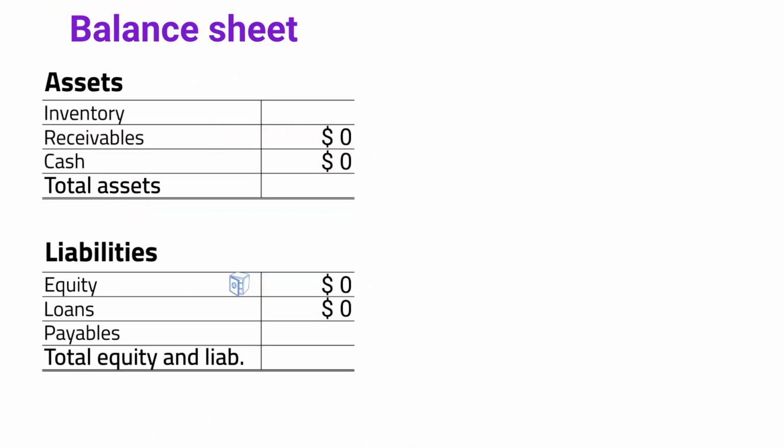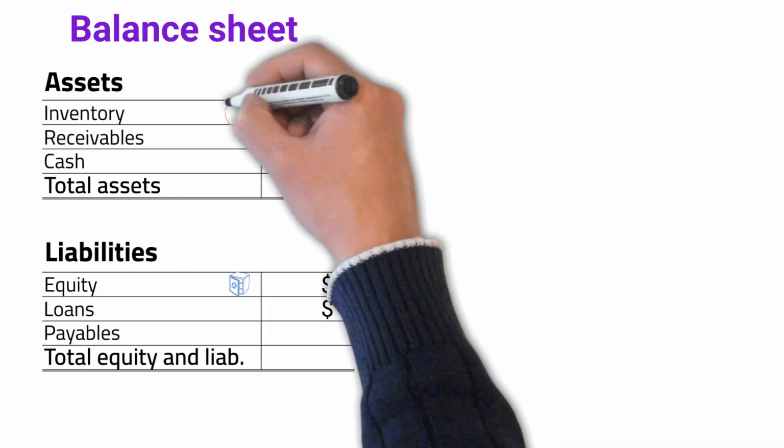But we will start with the balance sheet where we have recorded our resources. The resources which we use for transactions. You always start activity with something you have to offer.